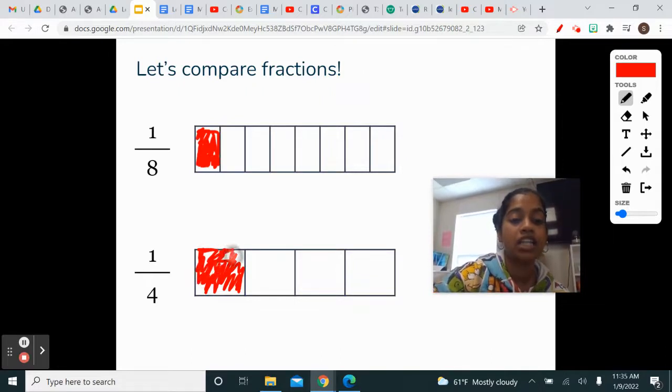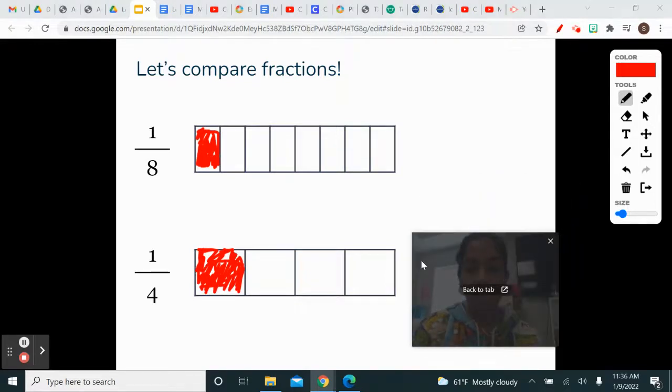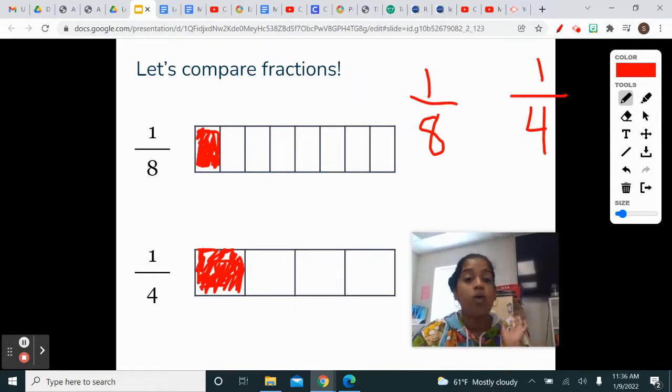Now we have to look at these fractions, and I'm going to write them right here. I have 1/8 and 1/4. What I want you to do is pause this video and see if you can figure out which fraction is larger and which fraction is smaller. All right, go ahead and pause this video and meet me back when you are done.